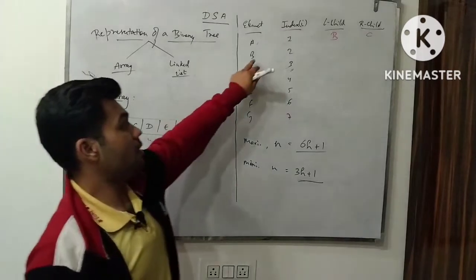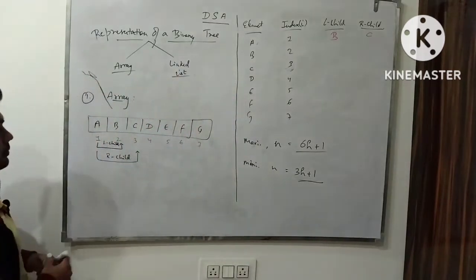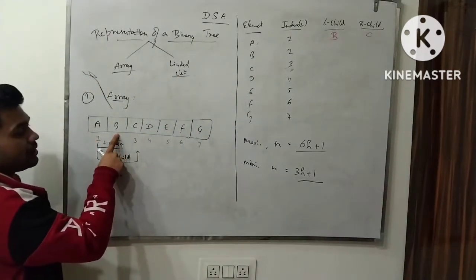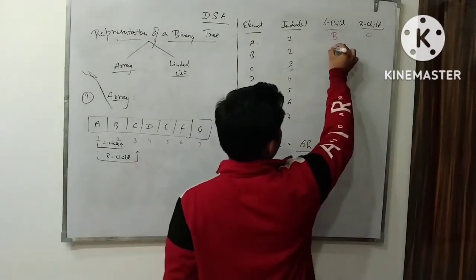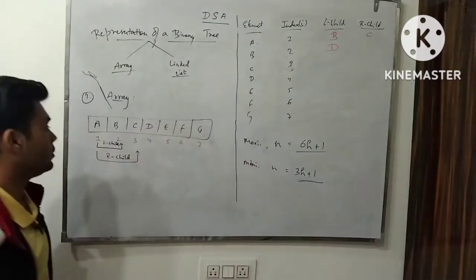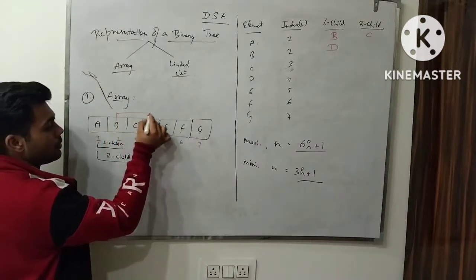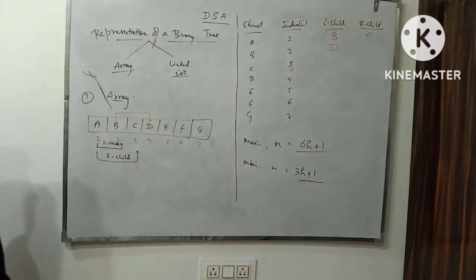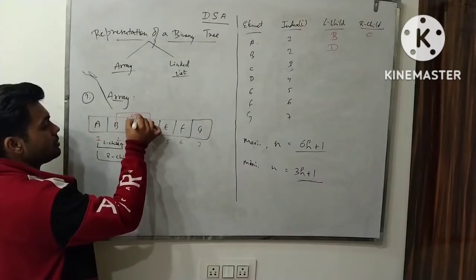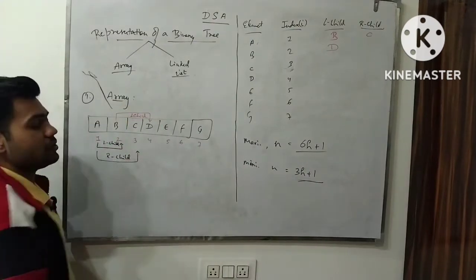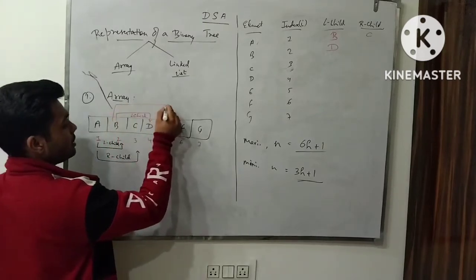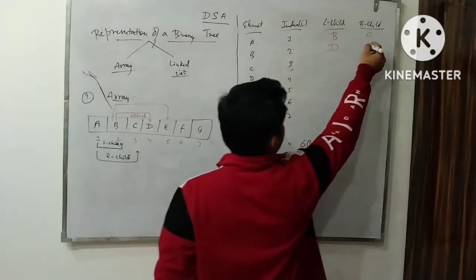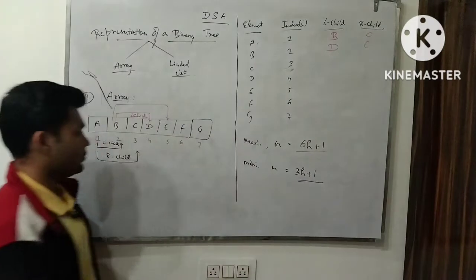Now the B. Who is the left child of this B? D. The left child of the B is D. And who is the right child? Yeah, absolutely. The right child of this B is E.